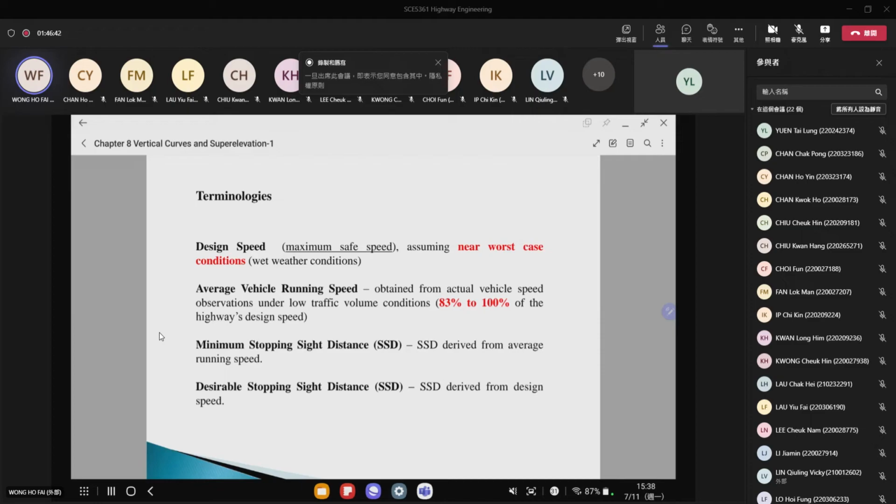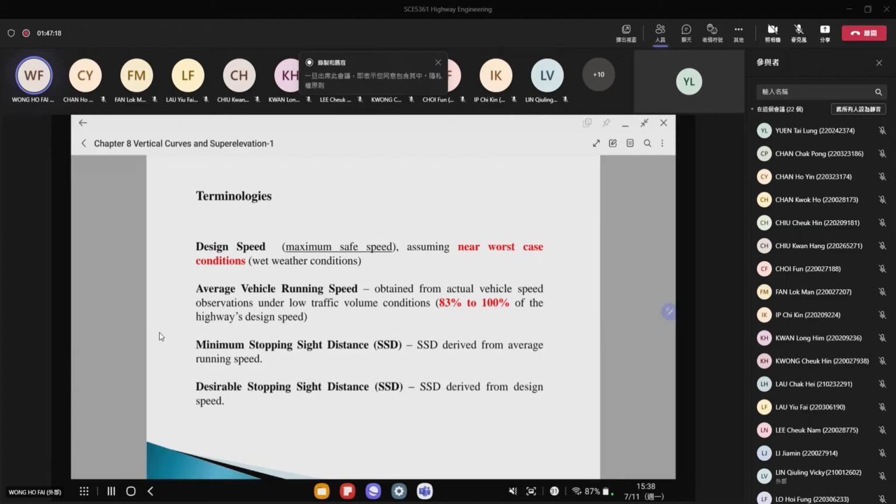And then we also have the so-called average vehicle running speed. Usually, this one is obtained from actual vehicle speed observation under low traffic volume conditions. So this one may not be the design speed. Usually, it is 83% to 100% of the highway design speed, so it is lower or slower for the vehicle. So we call that the average vehicle running speed.